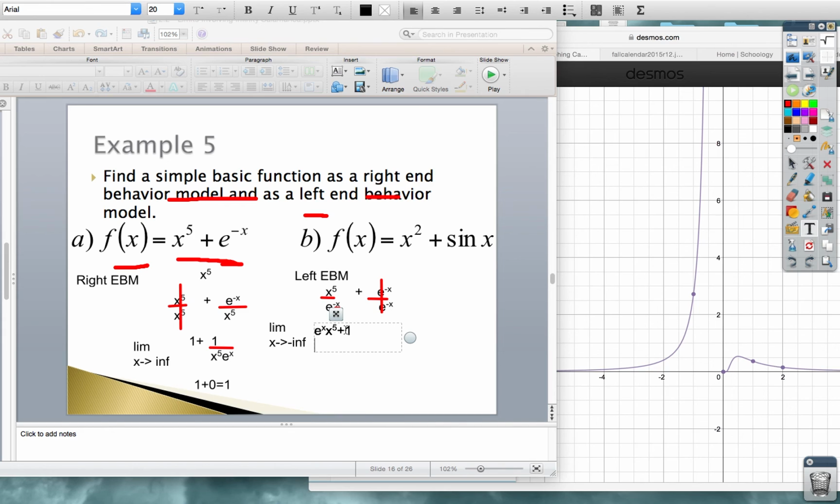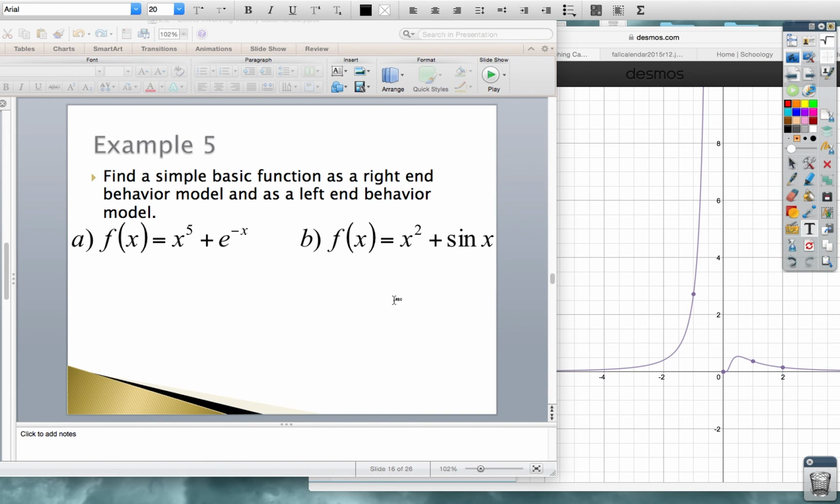So because that approaches negative infinity, that again will become e to the negative infinity, x to the negative infinity, plus 1. Again, because these exponents here are negative, that means they're going to be moved to the denominator. Therefore, the limit here is going to be 0 plus 1 equals 1. And that's how we're going to have our left-end behavior model.